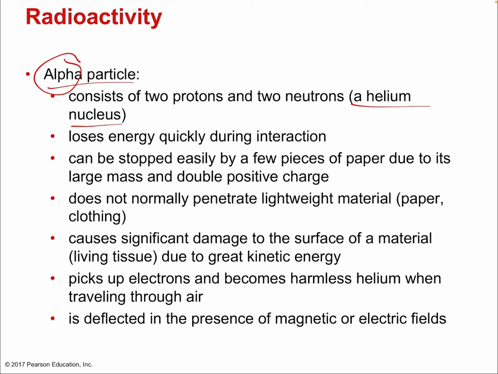In other words, if we're thinking about the health concerns, it does cause significant damage to the surface of material, living tissue, due to its great kinetic energy. It has a lot of mass. So radiation burns absolutely can be associated with alpha particles, right, which is pretty horrendous. It picks up electrons and becomes harmless helium when traveling through air, right? So air very quickly just turns it into helium. And it deflects in the presence of a magnetic or electric field, of course, because it has positive charge, okay?